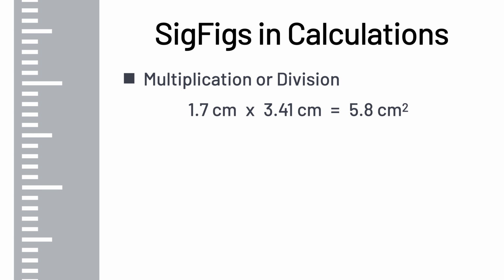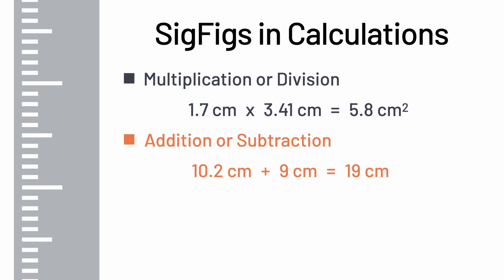Note that we only took into account the measured values. Conversion factors are considered to have infinitely many significant figures and never, ever determine the number of significant figures in your answer. If the calculation only requires addition or subtraction, we report the answer to the least number of decimal places. Given that 9 centimeters has none, the answer will also have none.